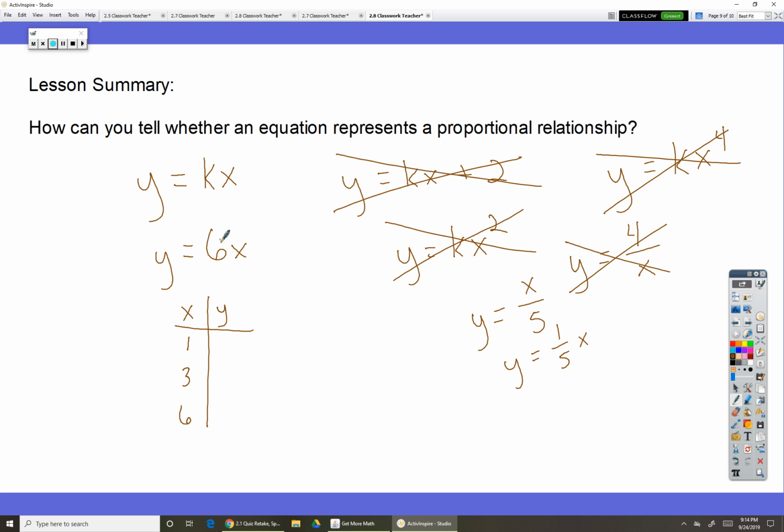So if x is 1, 6 times 1 is 6. If x is 3, 6 times 3 is 18. And if x is 6, 6 times 6 is 36. So if I divide all of these ratios, 6 divided by 1 is 6. So let's make a third column here, y over x. 18 divided by 3 is 6. 36 divided by 6 is 6. So this one worked, and I can tell also from the table that that is a proportional relationship.